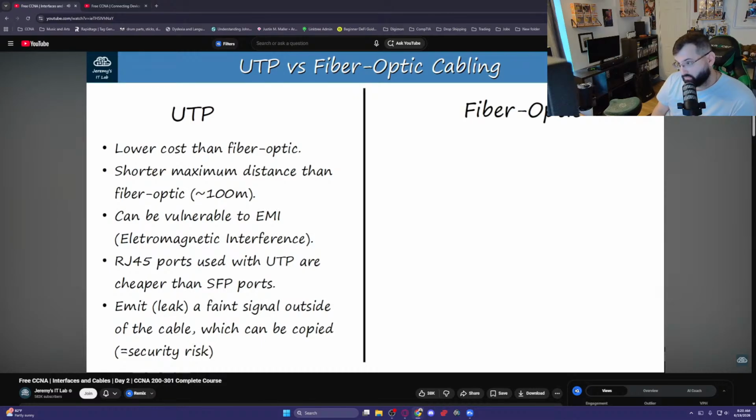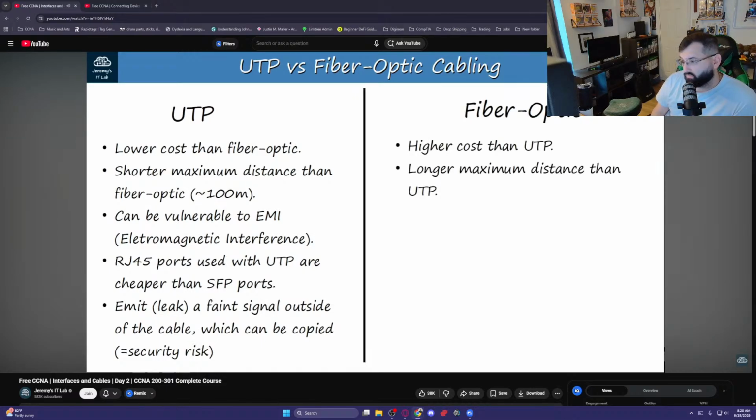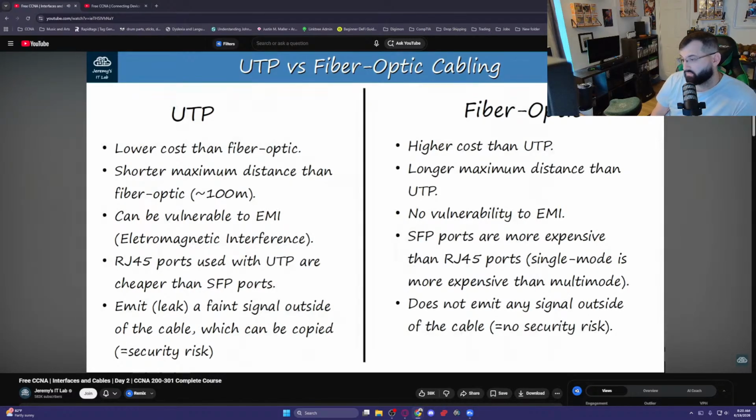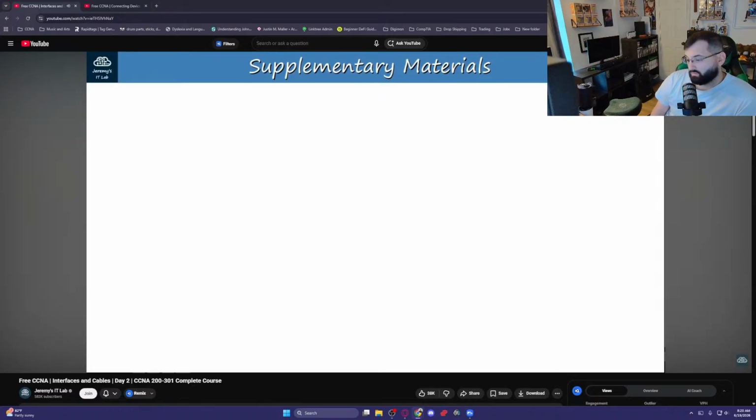Now, let's look at fiber optic cables. Fiber optic cables are more expensive than UTP cables. They support longer distances than UTP cables. Their SFP ports are more expensive than RJ45 ports, and single-mode fiber ports are more expensive than multi-mode. They're also not vulnerable to EMI. They do not emit any signal outside of the cable, so there's no security risk there.